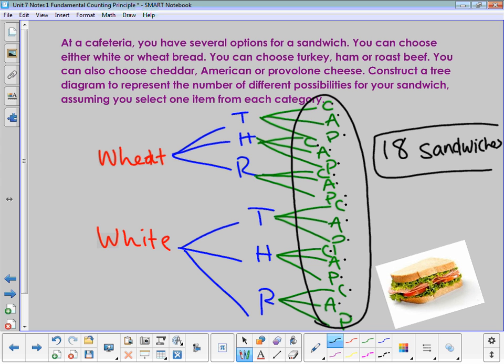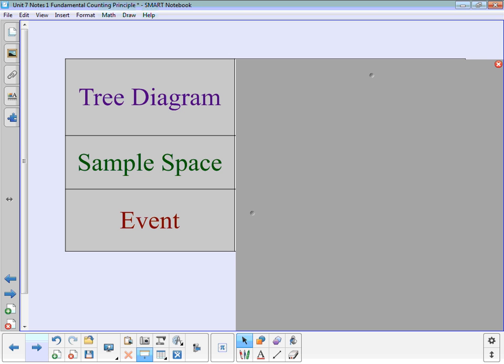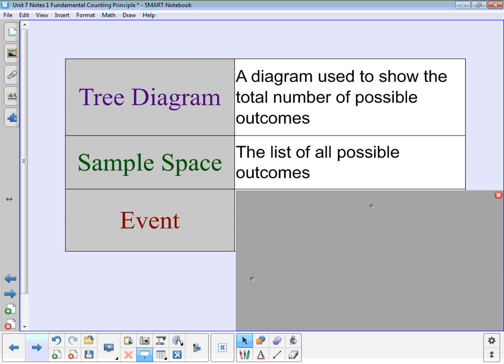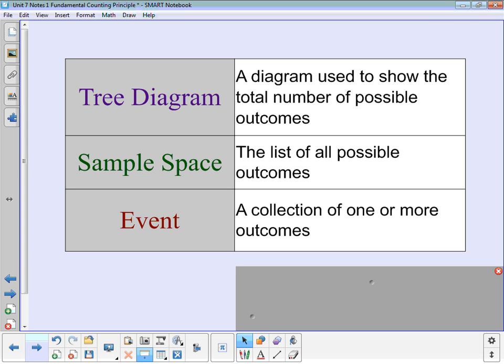A tree diagram is simply a diagram that we use to show the total number of possible outcomes. Each one of those outcomes is part of the sample space. The sample space is the list of all of the outcomes. So, for example, if I picked wheat bread with turkey and provolone, that's one item in my sample space. And when I take all of those and collect them together, that's the event. From there, we can use the fundamental counting principle to also calculate our number of possibilities.